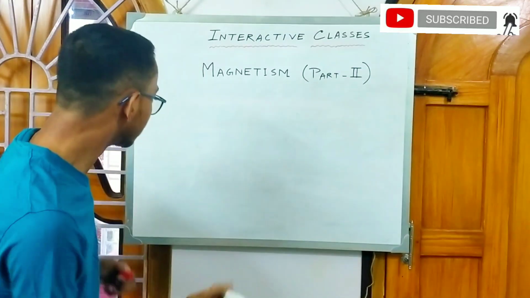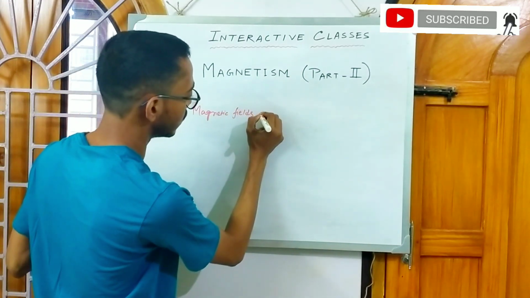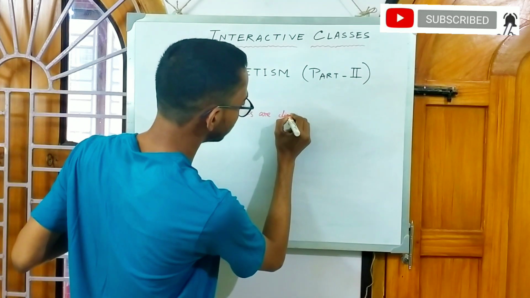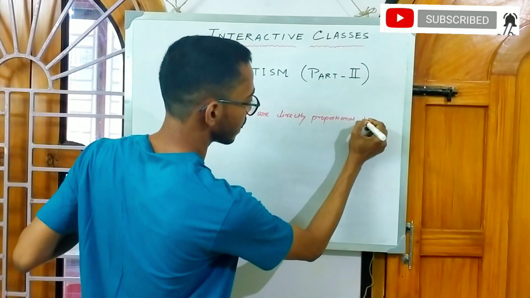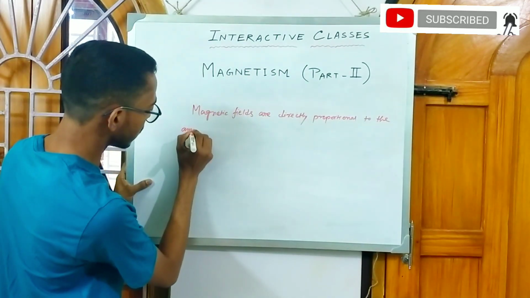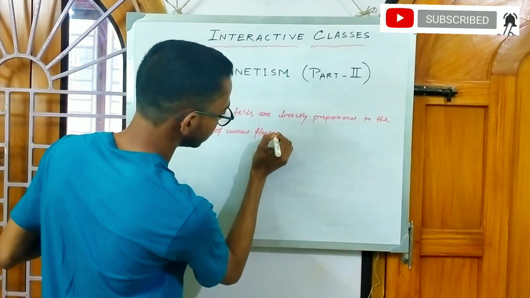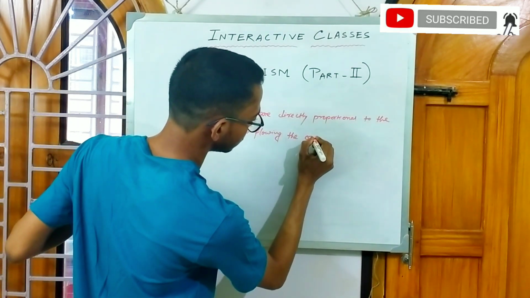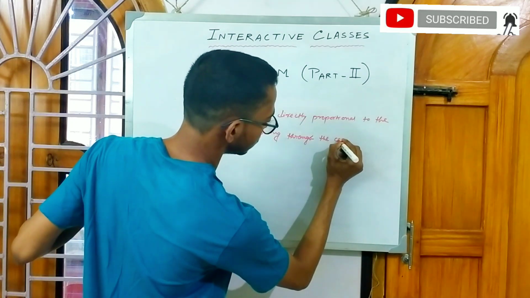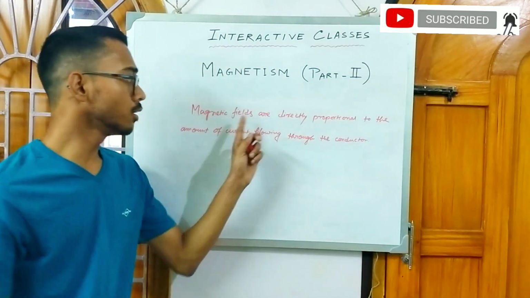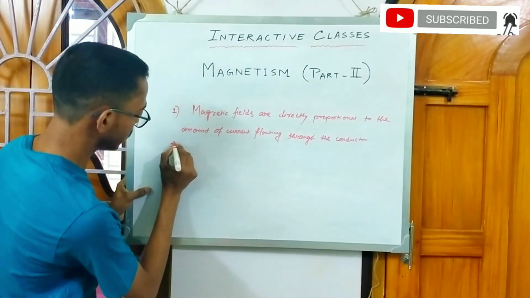Magnetic fields are directly proportional to the amount of current flowing through the conductor. Number one.